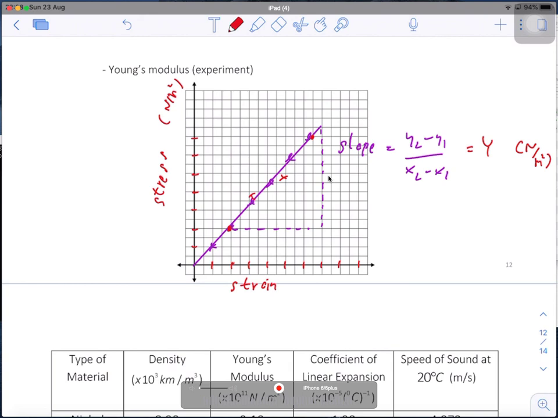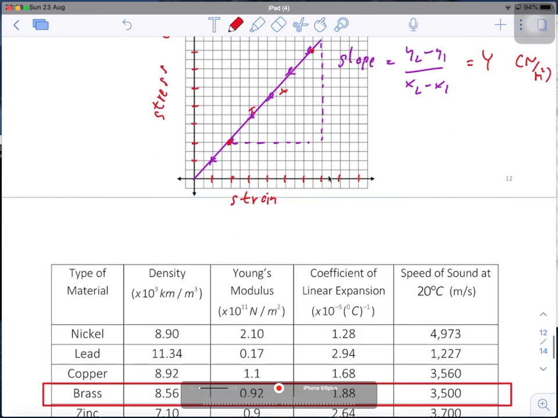Or if you are familiar with another method to plot graphs, for example using Excel or Origin or Mathematica, you can use any software you like to get the slope, but please include the graph that you plot using that software when you submit your work.